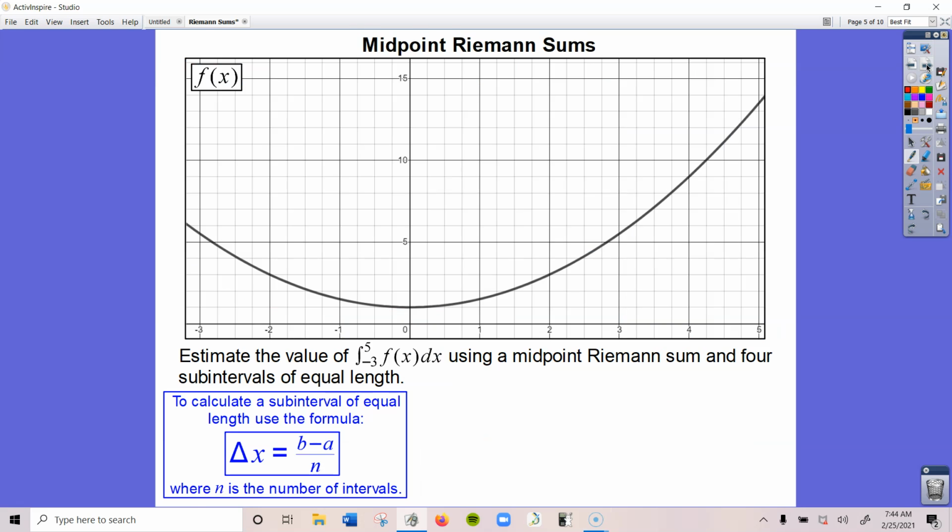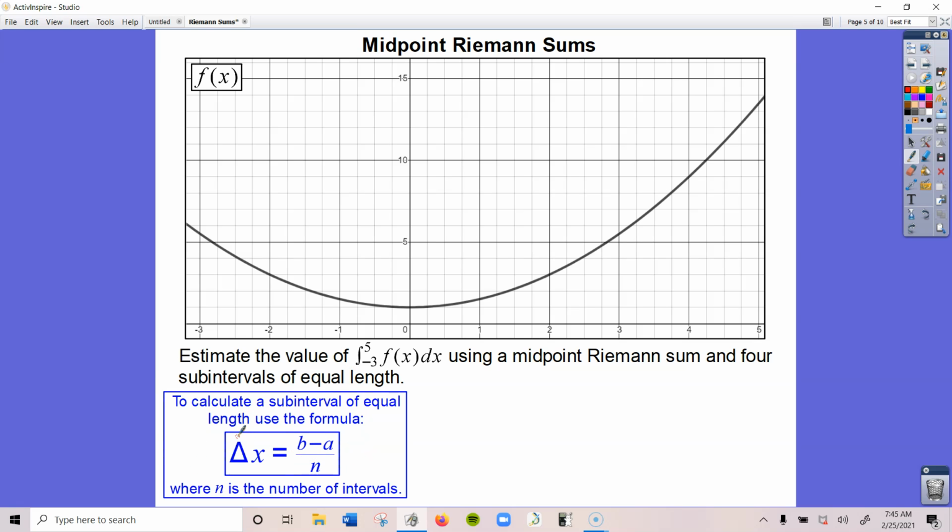Now we're going to look at a midpoint Riemann sum. So here it says to estimate the value of the integral from -3 to 5 of f of x dx using a midpoint Riemann sum and 4 subintervals of equal length. Here it does not tell you what the intervals of each of these rectangles should be. They just tell you 4 subintervals of equal length. So in order to figure out what the length of each rectangle should be, you would use this formula here.